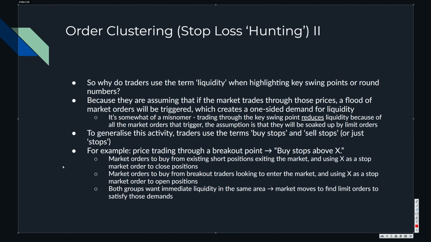As we discussed, it comes from two groups. One is existing short positions closing. The second is breakout traders trying to buy, and both those groups want liquidity in the same area, and the market moves to find limit orders to satisfy those demands. Sometimes those demands will be satisfied quite close to the breakout point, so limit orders are willing to soak up that liquidity and drive price in the other direction, and then the momentum traders and the savvier traders kind of exacerbate the move. Other times you get a real breakout, as we'll discuss.